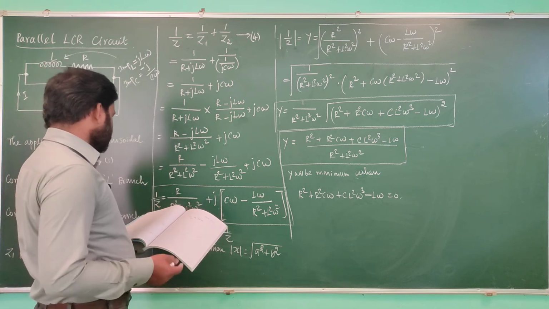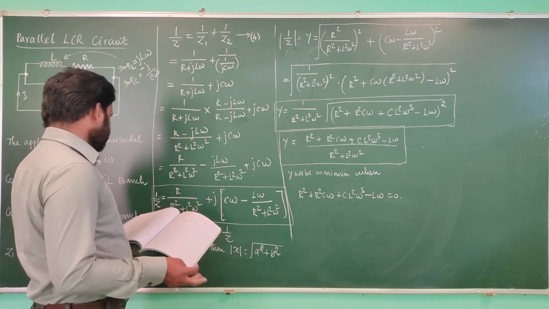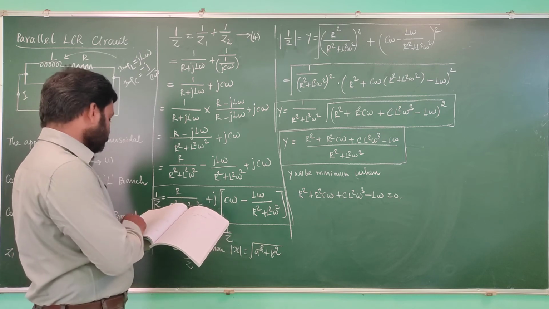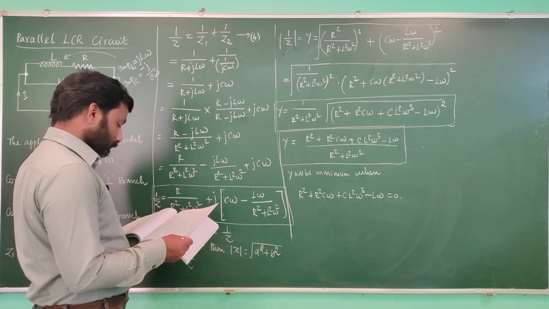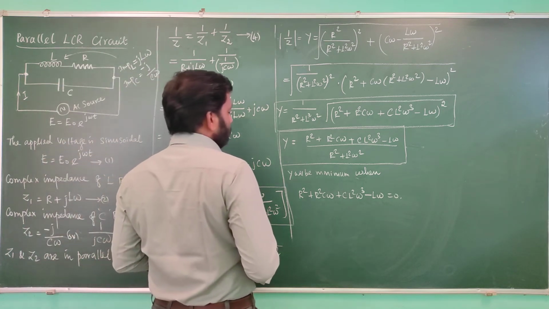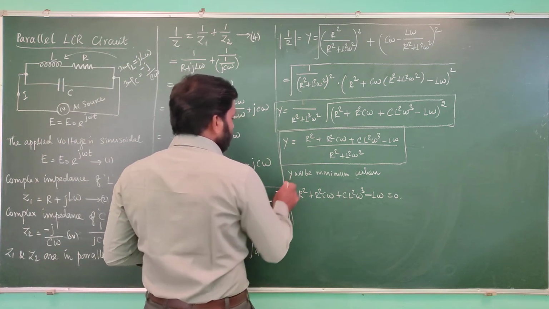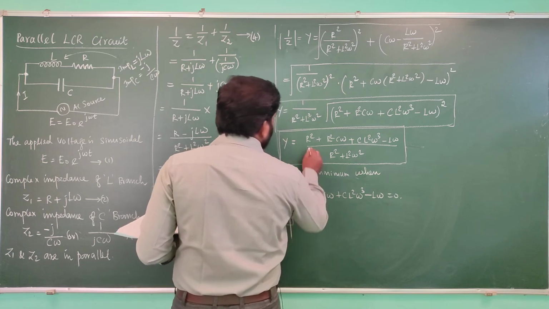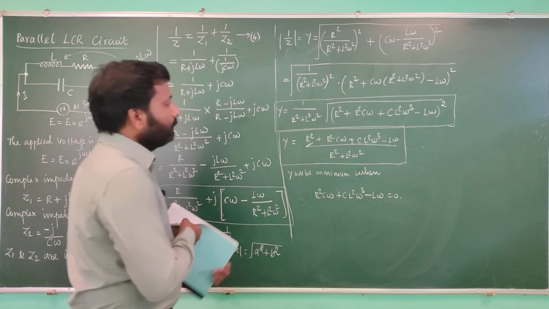Then how can we write... sorry, r cannot be 0, r square cannot be 0.